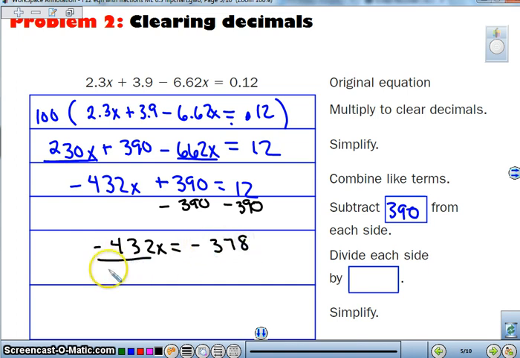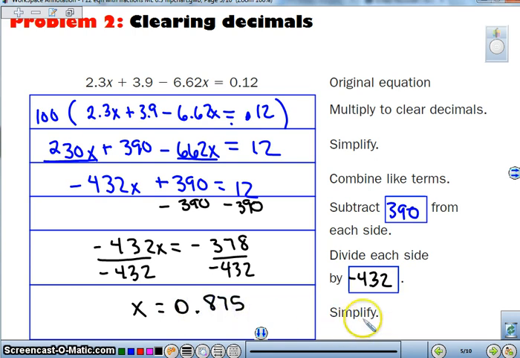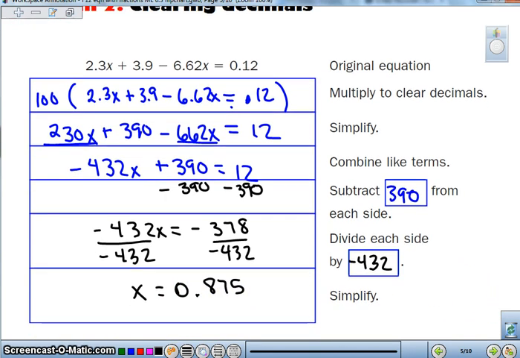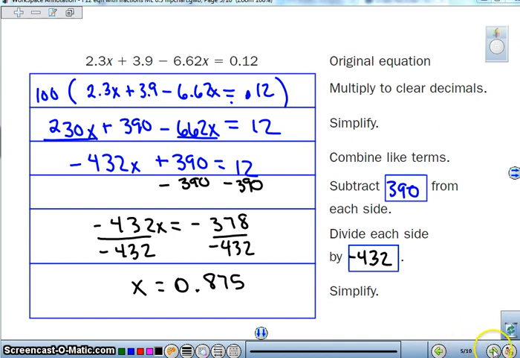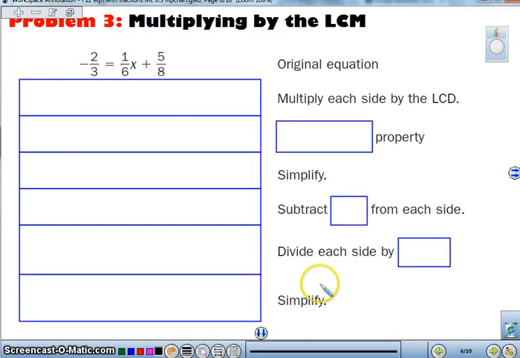We started with decimals. Our answer is probably going to end up with decimals. Dividing both sides by negative 432. Negative divided by negative should give us a positive solution. x in this case is equal to 0.875. Again, if you start with a decimal, you're going to end with a decimal answer. Start with a fraction, end with a fraction.